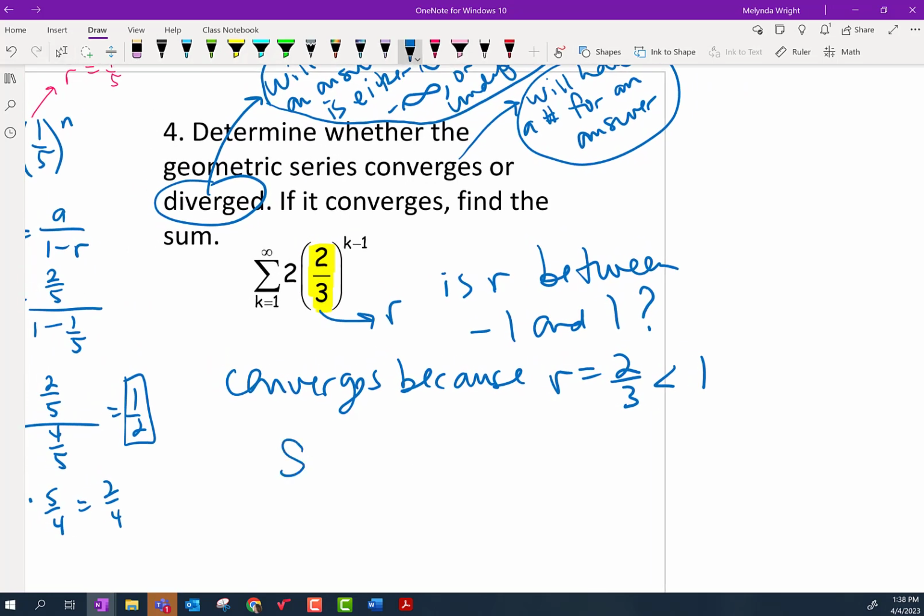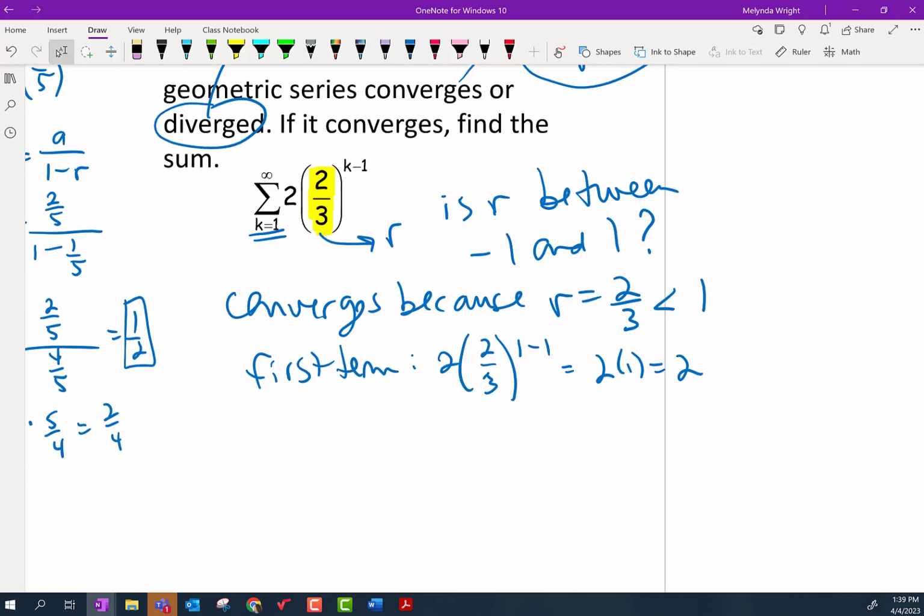So our sum is going to be our first term. Okay, so let's find our first term. We're going to put in the 1, so it's going to be 2 times 2/3 to the 1 minus 1. That's our first term. So 2/3 to the 0, that's 1. So 2 times 1 is 2. So in this case, that random little number in front is the first term. But it never hurts to test it.